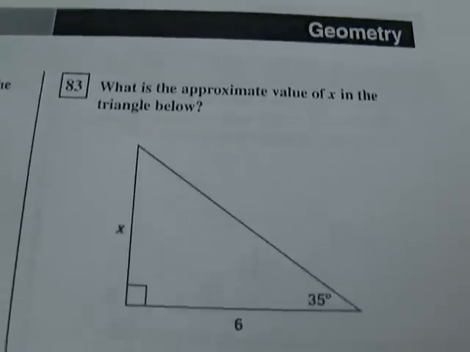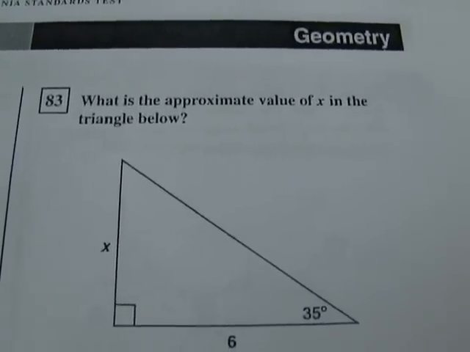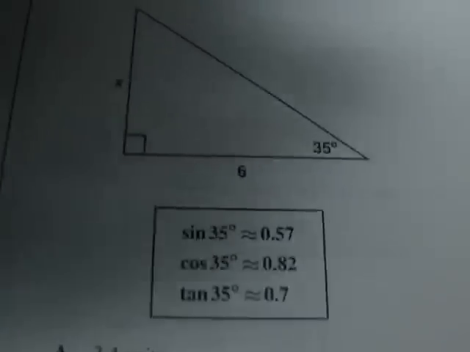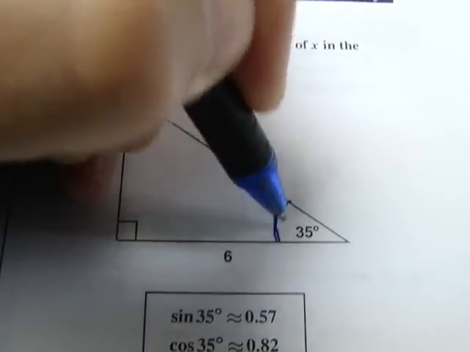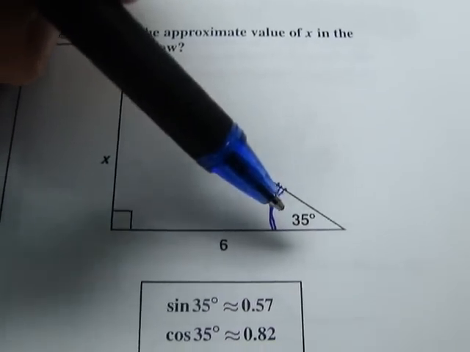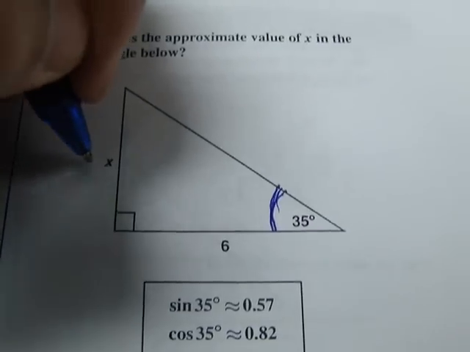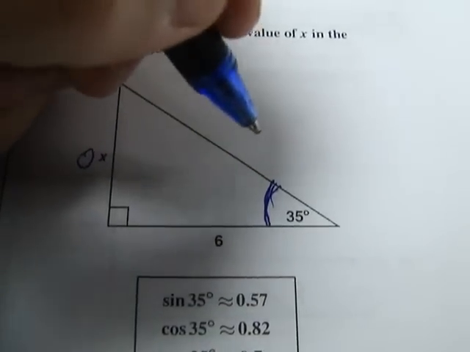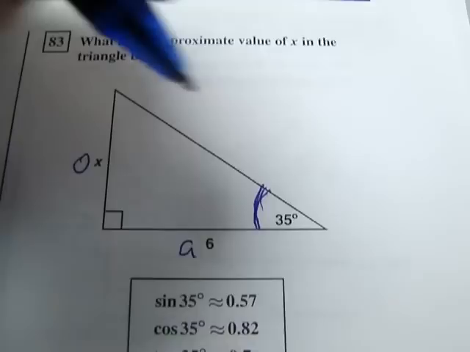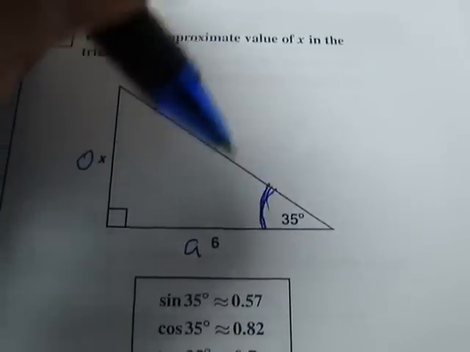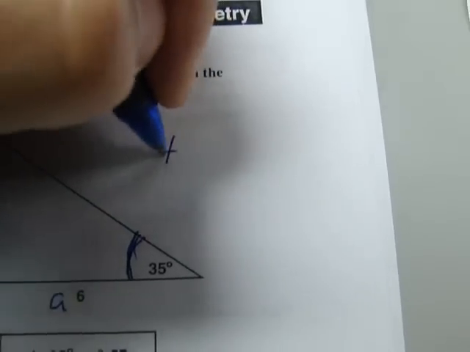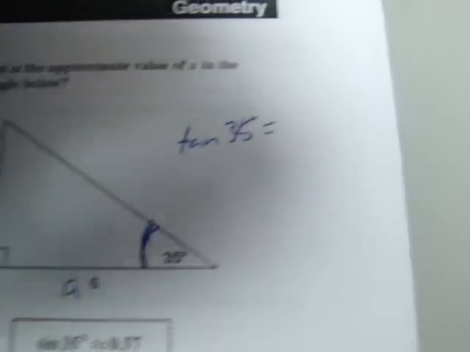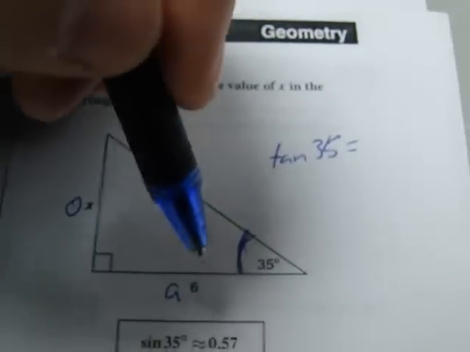Okay, 83. What is the approximate value of x in the triangle below? Okay, not very imaginative, but hey, it's simple, straight to the point. We've got this angle, 35 degrees. Okay, x here is the opposite. This time there is no hypotenuse given, instead it's an adjacent. So, what type of problem is it? That's right, it's a tangent, opposite over adjacent. Therefore, tangent of 35 equals x over 6.